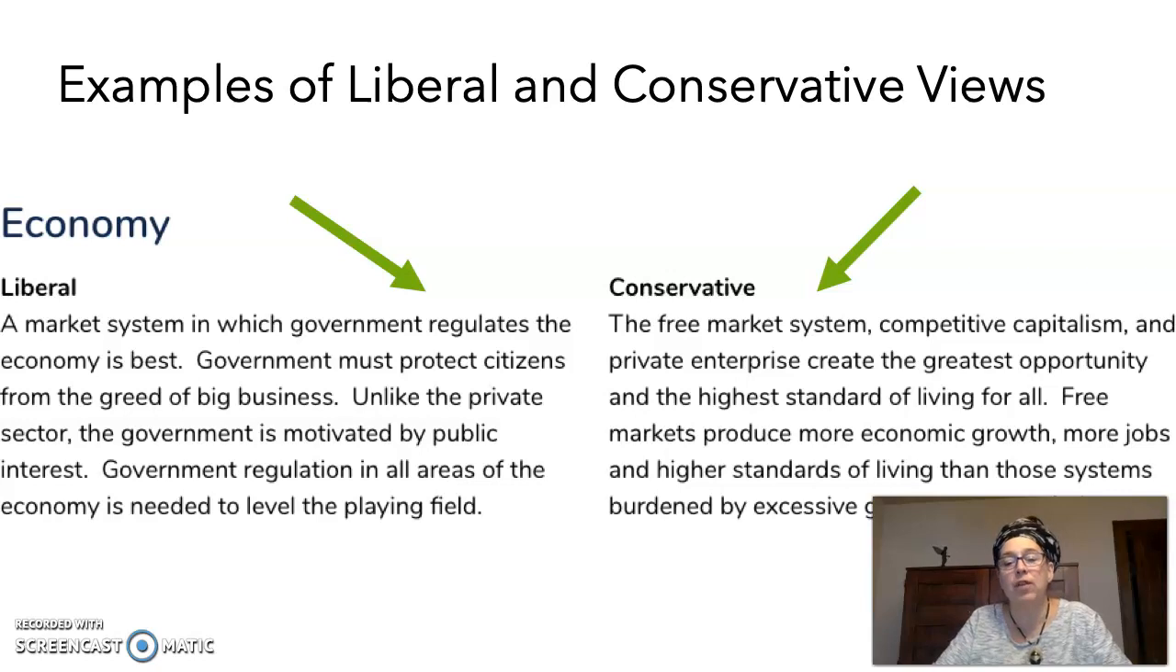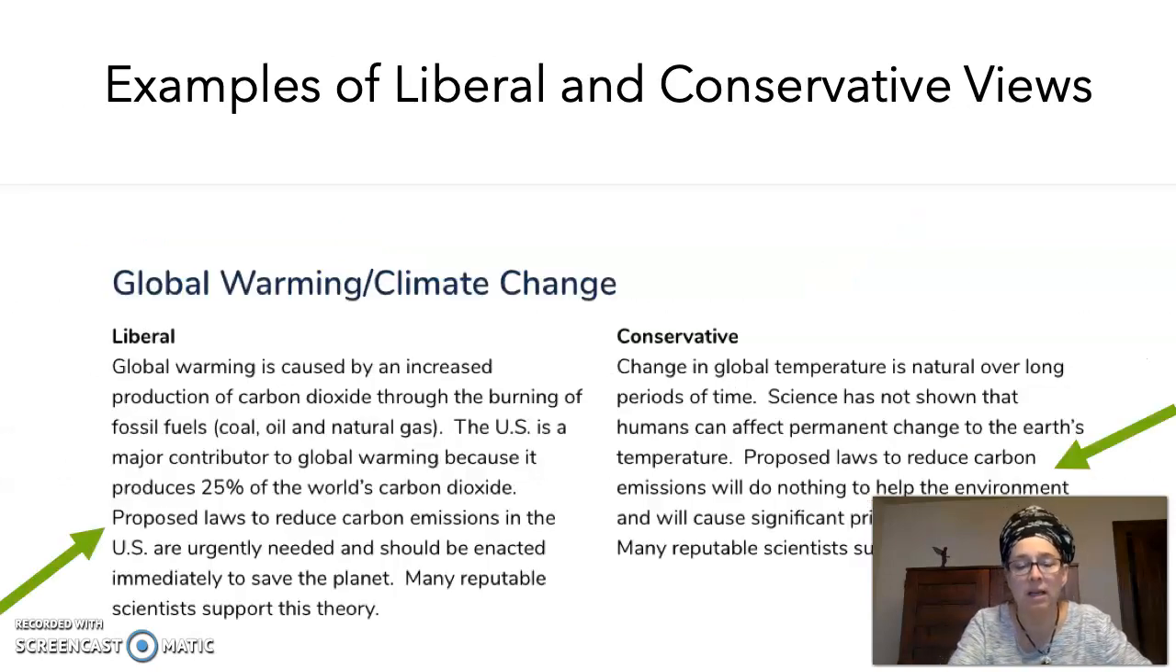And they feel that free markets produce more economic growth, more jobs, and higher standard of living than those systems burdened by excessive government regulation. They're saying, let's not use our government to make these restrictions. Let the buyer beware. Let people decide whether they want to buy something substandard. If they don't know about it, it's not a big deal.